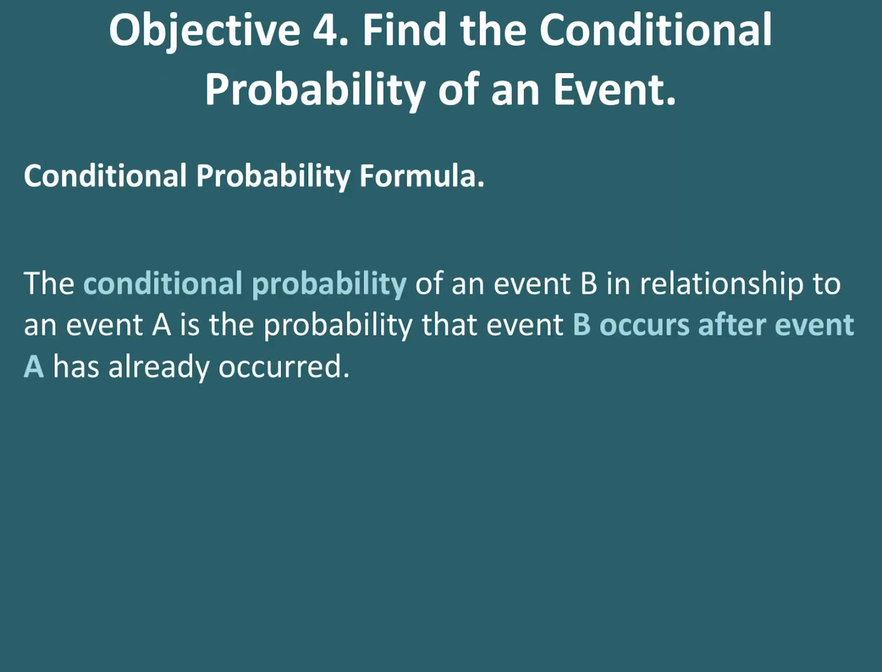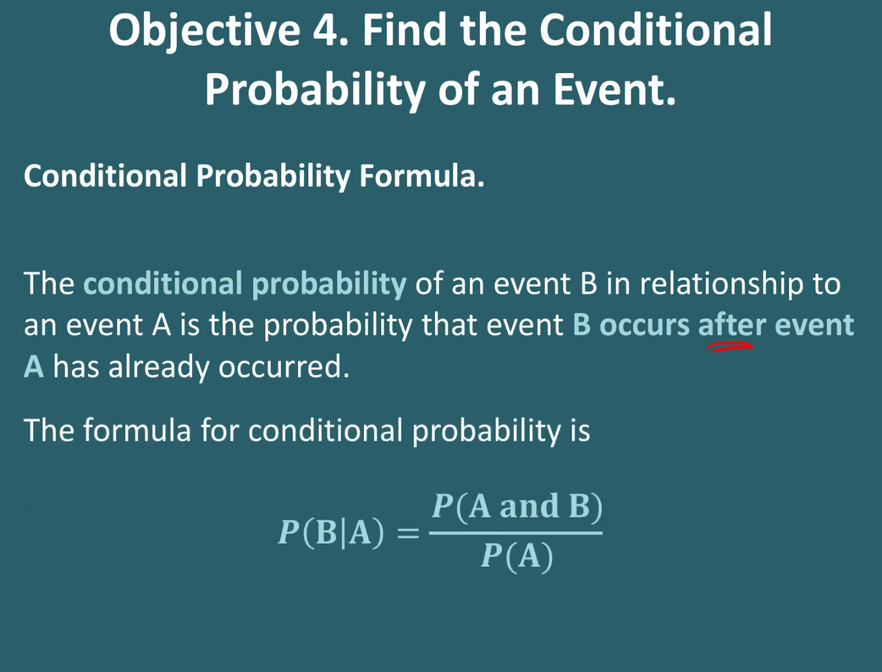Let's find the conditional probability of an event. Here, we're going to start to work a little bit backwards, using a formula from a previous slide. The conditional probability of an event B in relationship to an event A is the probability that event B occurs after event A has already occurred. That's what it means to be conditional. The formula for conditional probability is as follows. So in the event that they're asking you to find conditional probability, you need this formula here.